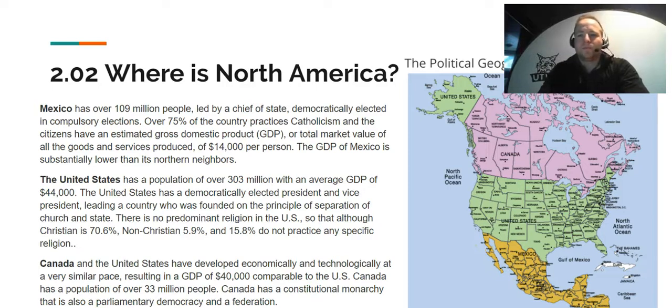In Canada, Canada and the United States are very economically and technologically similar. Their GDP is around $40,000 per year compared to the United States, and Canada only has a population of 33 million people. So there's not as many people in Canada as there are in the United States. Canada has a constitutional monarchy with a parliamentary democracy. So basically, they were a colony of the United Kingdom, and so you'll see on their money and stuff they still have the Queen of England. However, they are a democratic society and they don't have any ties to England anymore. But they still hold the Queen in very high regard, but she doesn't have any political power whatsoever.